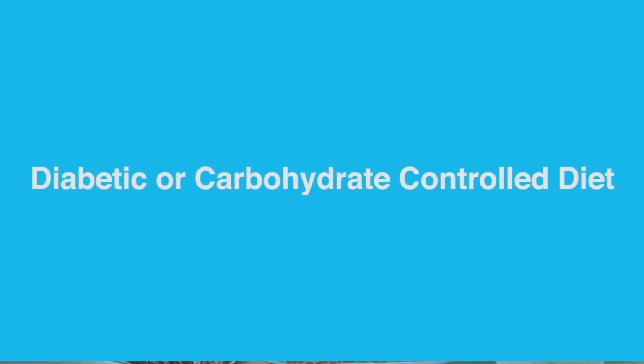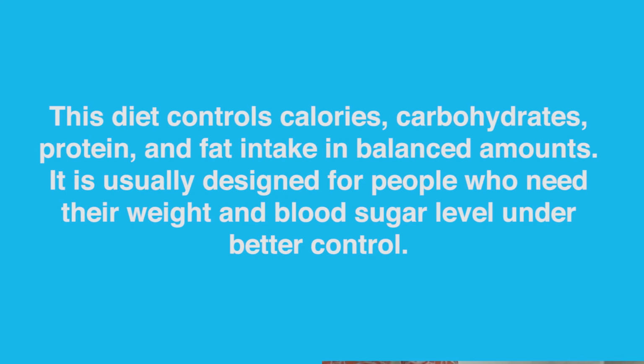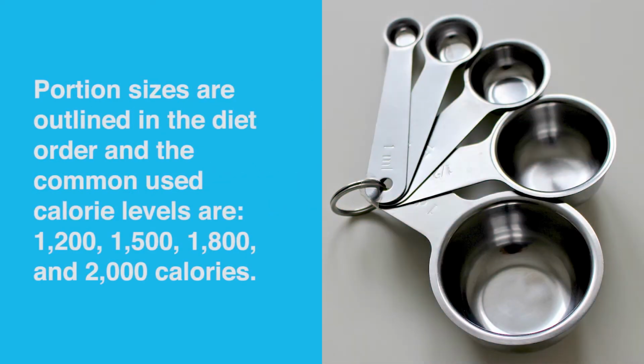Diabetic or carbohydrate control diet. This diet controls calorie, carbohydrate, protein, and fat intake in balanced amounts. It is usually designed for people who need their weight and blood sugar level under better control. Portion sizes are outlined in this type of diet order, and the common calorie levels are 1200, 1500, 1800, and 2000 calories.